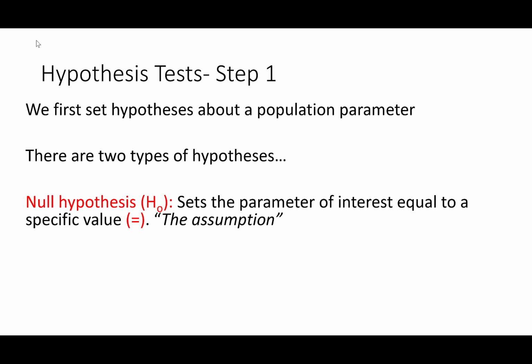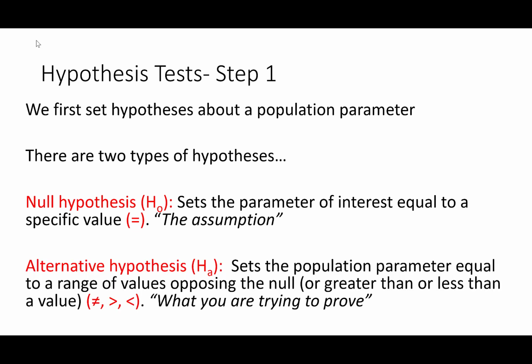The second hypothesis is called the alternative hypothesis, and it's denoted as H subscript A. And this sets your parameter equal to a range of values that oppose the null. So there's three different symbols you can use for the alternative hypothesis: does not equal to, greater than, or less than. And this is essentially what you are trying to prove.